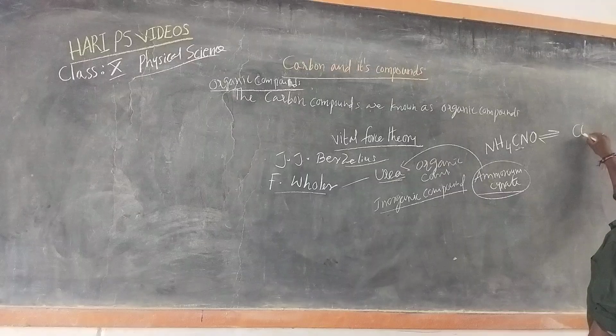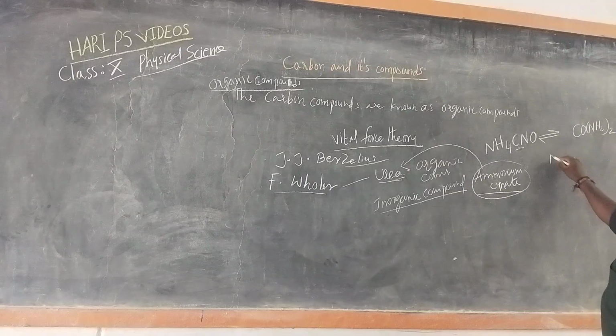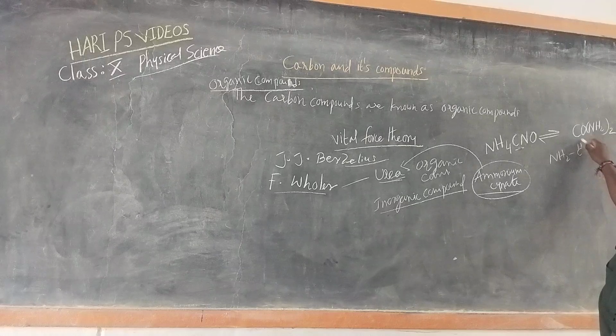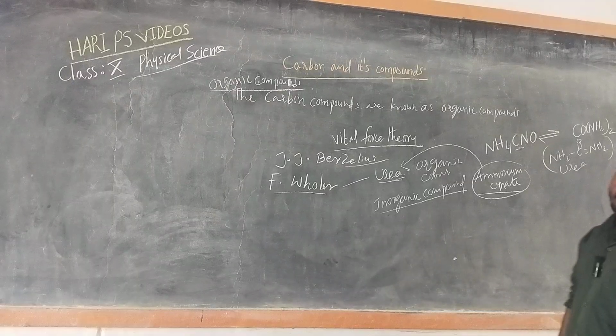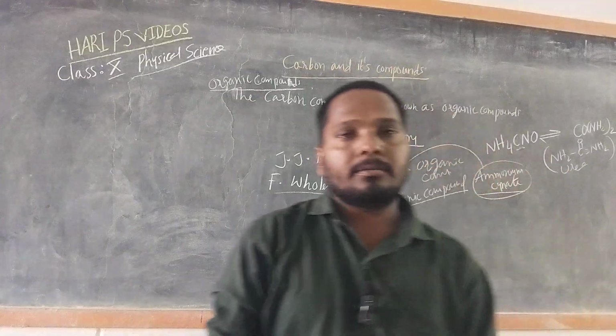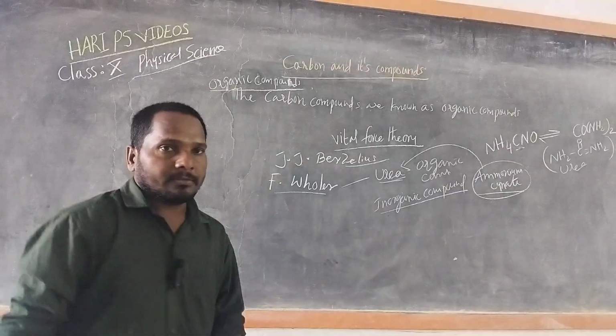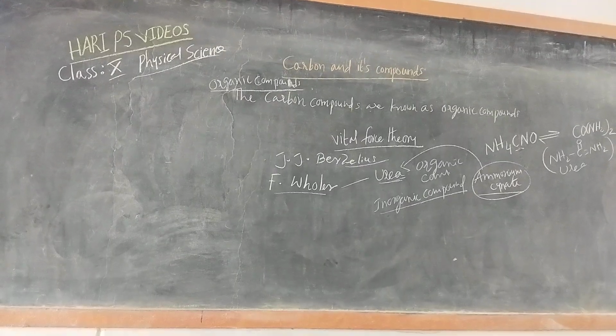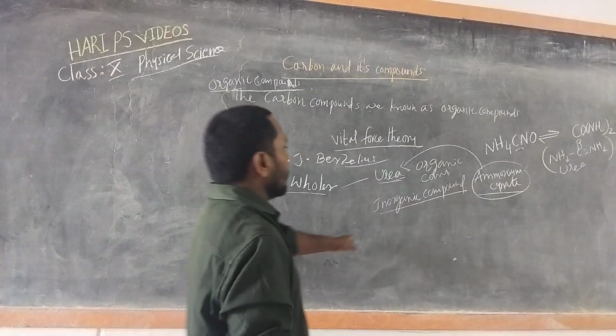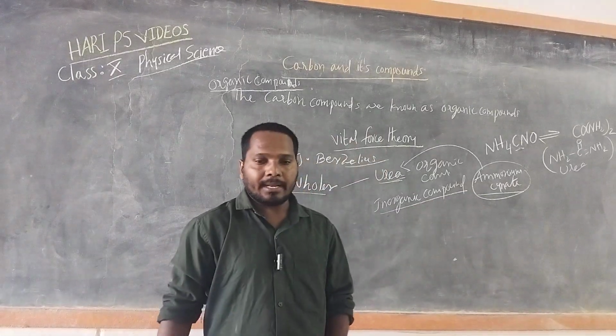So, CONH2 twice. This structure we can write as NH2-CO-NH2. This is the formula of urea, which is used as a fertilizer, and it is obtained from an inorganic compound called ammonium cyanide.